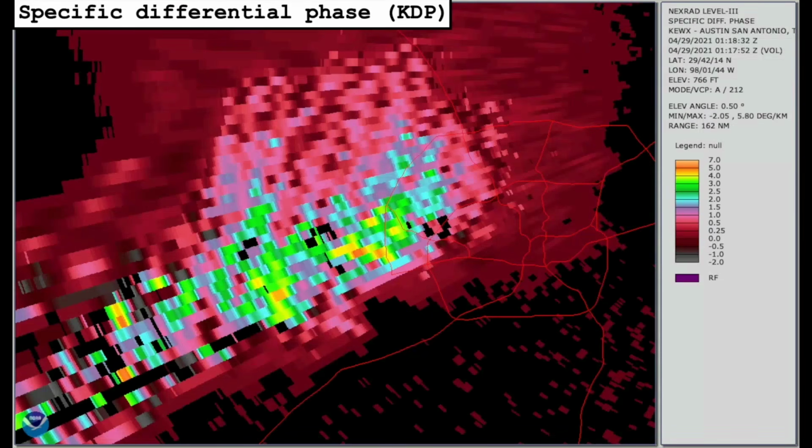The final dual polarization product we'll discuss is specific differential phase, or KDP. KDP is derived from a similar product called differential phase shift, or FDP. In essence, FDP is a measure of attenuation in the horizontal and vertical planes. It can be a bit cumbersome to analyze, so KDP is much more commonly used instead. KDP shows the gradient of FDP, in other words, how phase shift and, in turn, attenuation changes in the horizontal and vertical over a given distance along a radial.